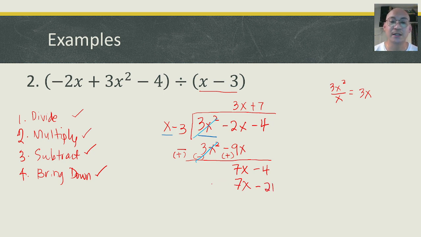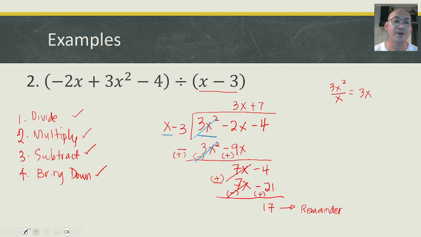Next step again is to subtract. Then change the sign of the subtrahend, that will become negative, and negative 21 will become positive. And follow the rule of addition. So this one is 0, and then negative 4 plus 21 is positive 17. And this is now our remainder.